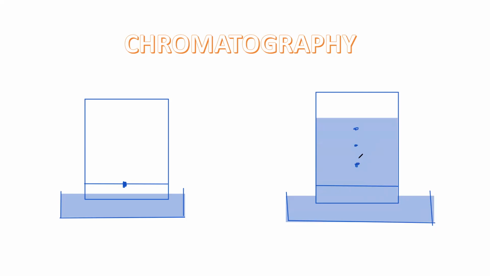So it means this substance consists of three different other materials, which are A, B, and C. Is it clear? So this is at the start and this will be at the end. Is it clear to everyone, the chromatography?